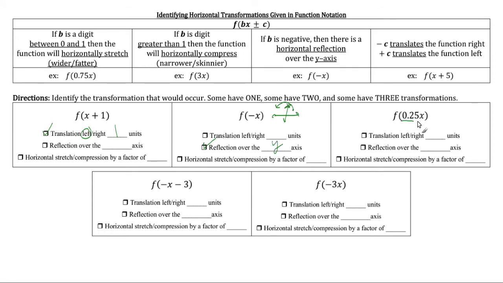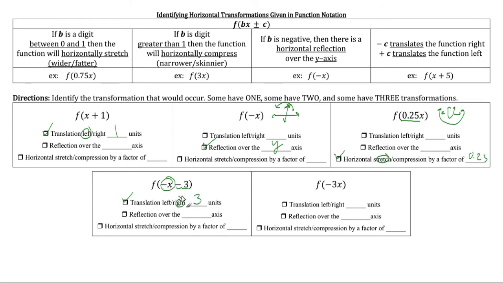Now here, I have to be careful with these ones, because remember, they're different from the vertical. So I go over here, 0 and 1, horizontal stretch. So it's going to get fatter compared to where it was. So it's a horizontal stretch by a factor of 25 hundredths, or 1/4. Oh, now we have 2. I like doing this part first. We subtract 3, which makes me think left 3, but we're actually moving right 3 units.